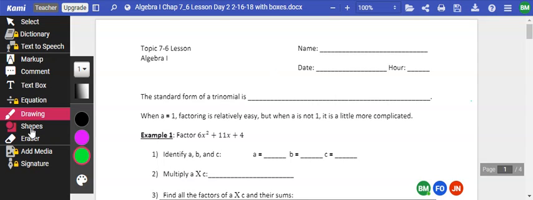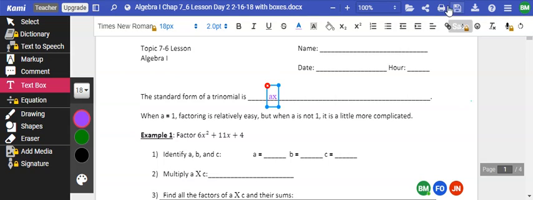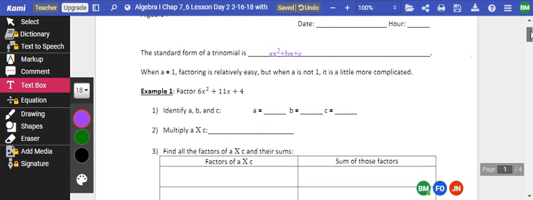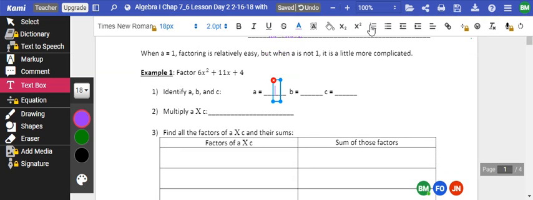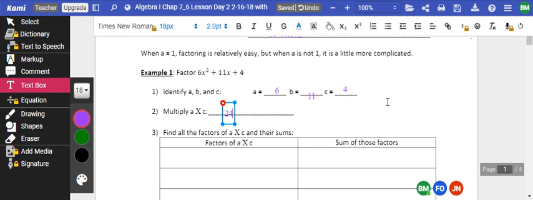So the standard form of a trinomial is ax squared plus bx plus c. And we've done a lot where a is 1. But now we're going to try factoring when a is not 1. So in this case, we've got a is 6, b is 11, and c is 4. So the first thing we're going to do is multiply a and c. So 6 times 4 is 24.